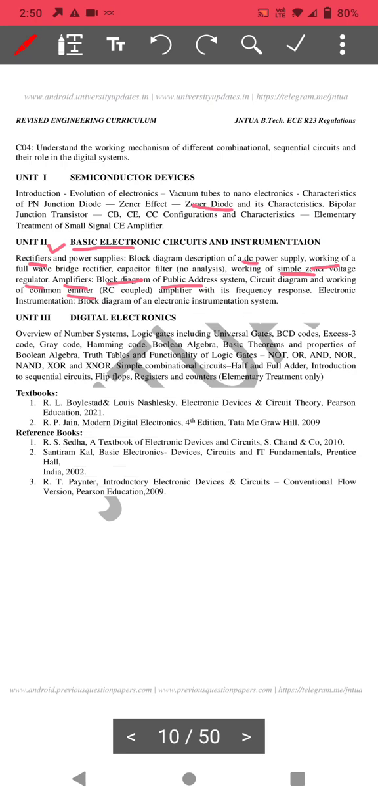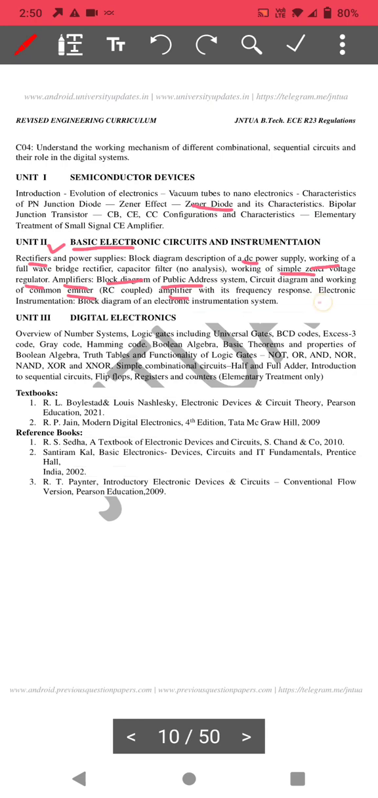Next is the public addressing system, how it works. The block diagram of the public addressing system and how it works. The circuit diagram and working of the common emitter amplifier is also important, the CE amplifier, which we have as an experiment in the lab. The frequency response of the CE amplifier also.